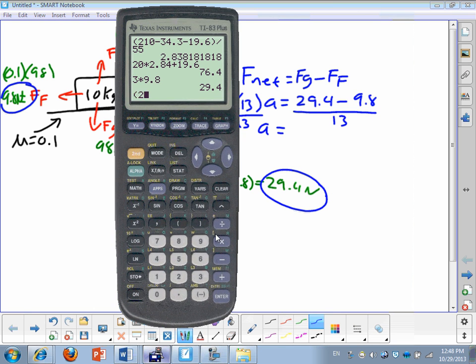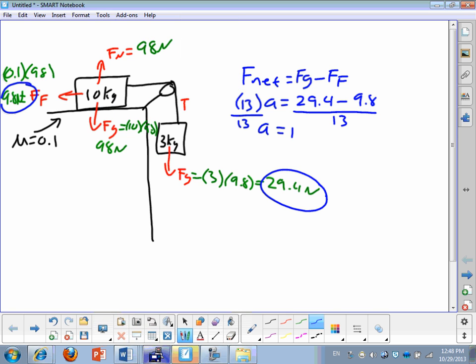So 29.4 minus 9.8 divided by 13 should give me my acceleration. 1.51 meters per second squared. Which object is accelerating at 1.51 meters per second squared? The answer is both of them.